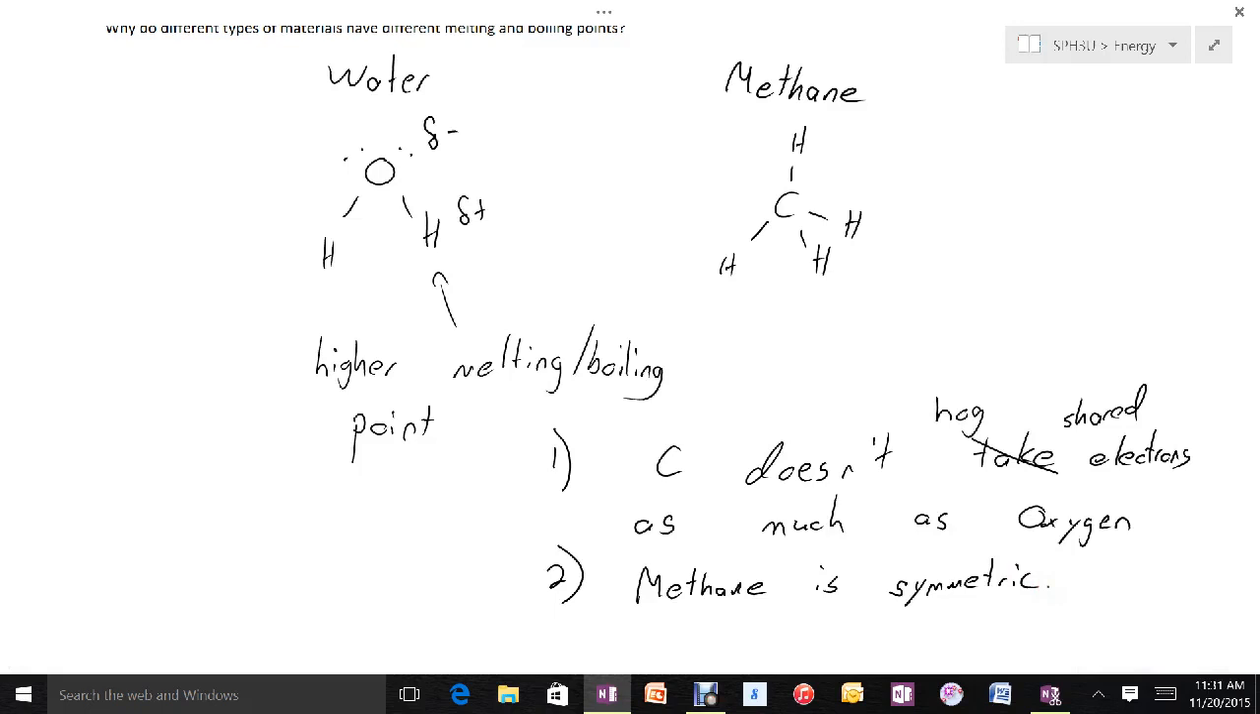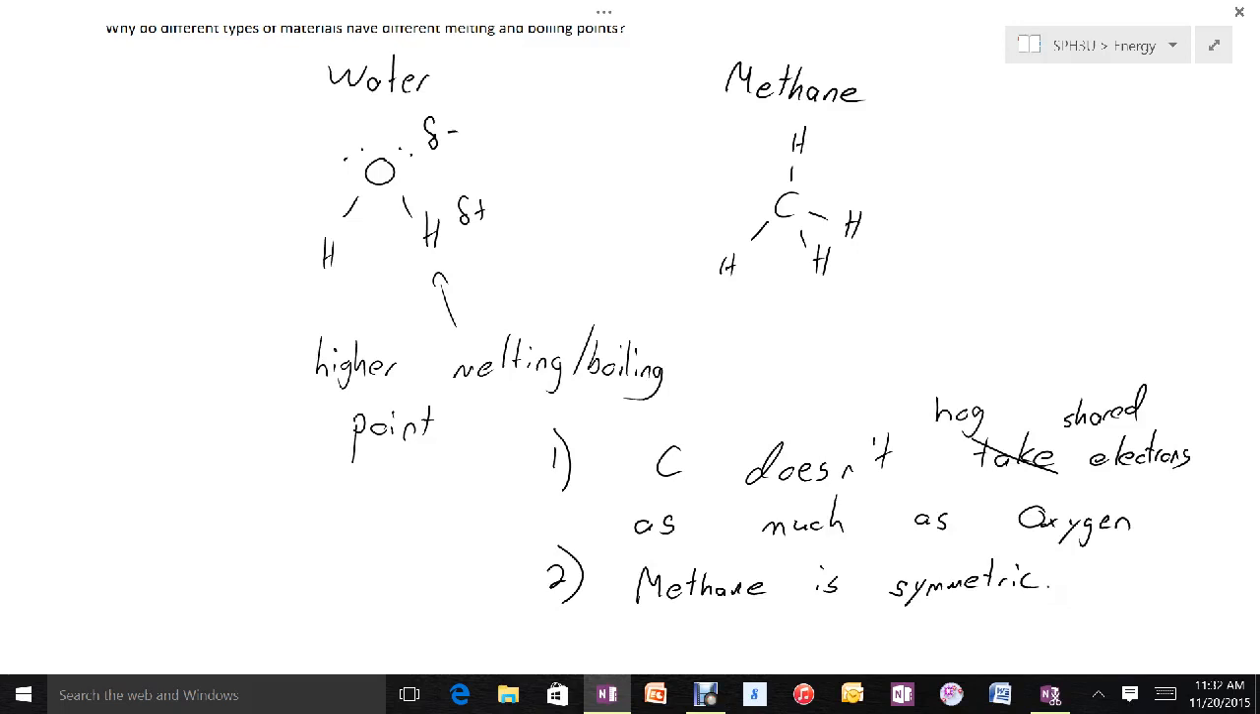You have to imagine that methane in 3 dimensions. I've drawn it in 2, but you have to imagine it in 3. And what that means then is that even if it was partially positive up, down, and to the left and to the right, that's all going to cancel out, and the overall molecule won't show that charge at all. So for 2 reasons, methane is going to have less intermolecular attraction between its individual molecules.